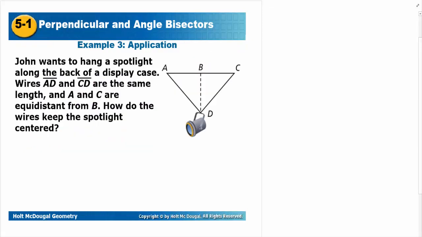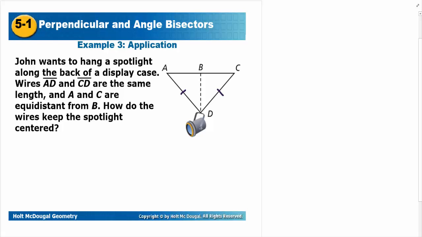All right, example 3, doing a little application. We still have some problems in here where we're going to need to do some explanations, like we did in chapter 4. This is one of those. John wants to hang a spotlight along the back of a display case, and they're giving you a picture to go along with this. Wires AD and CD are the same length. So let me label that. I've got AD, tick mark, CD, tick mark.